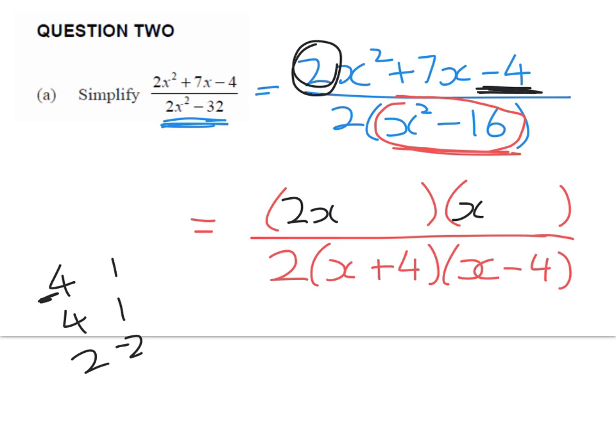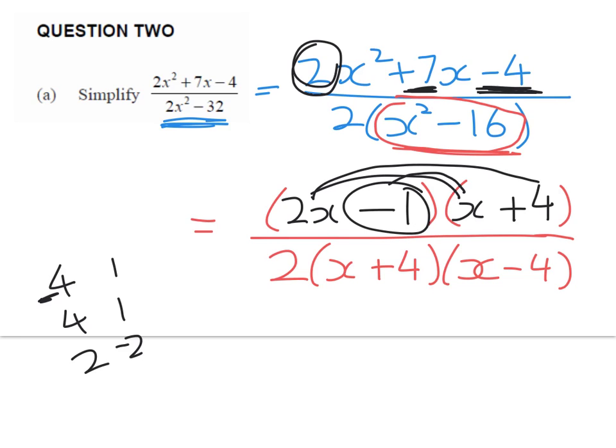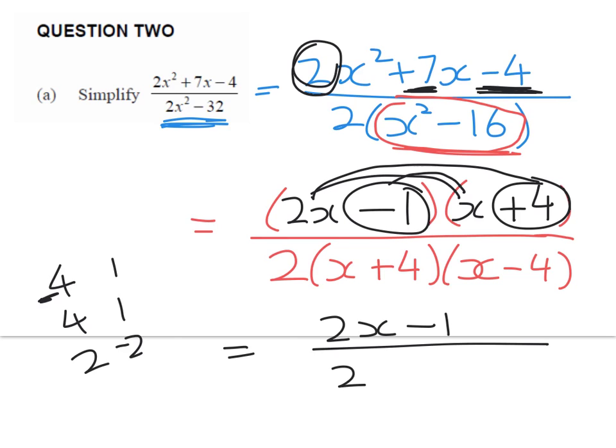And you probably have a feel that that 7 here is going to come from 2 lots of 4, take away 1. And you'd be right. So we're going to do this plus 4 and minus 1, and then we're going to see if that works. We've got 2x squared minus x plus 8x, so that's looking good, minus 4. So we've done it. Now I can simplify by dividing the top and bottom by x plus 4. So we're left with 2x minus 1 over 2 times x minus 4.